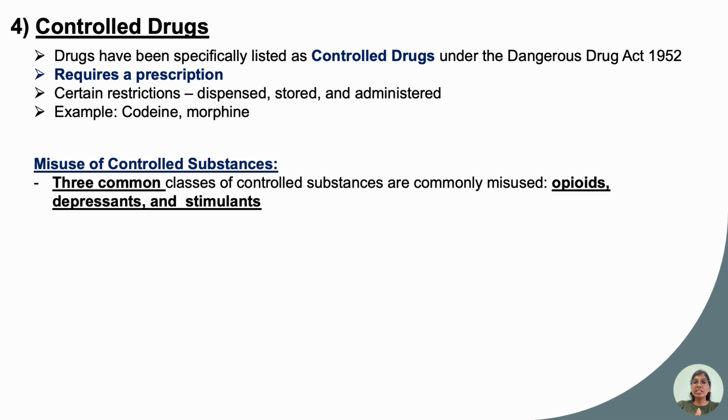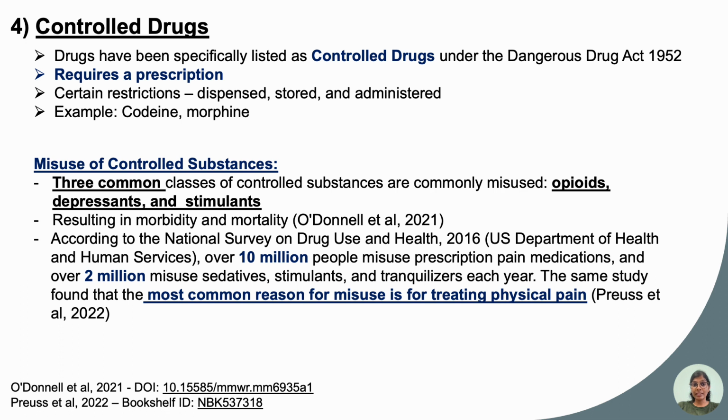The three commonly misused substances are opioids, depressants, and stimulants. And long-term use of these can result in morbidity and mortality. For example, the National Survey of Drug Use and Health in 2016 showed that over 10 million people misused prescription pain medications in the US, and 2 million misused sedatives, stimulants, and tranquilizers. This is an annual statistic, so it's a little bit worrying. And most of these people begin using, for example, morphine for physical pain or chronic pain such as cancer pain or things like fibromyalgia.